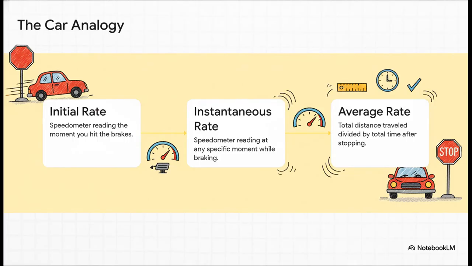up. A fantastic way to think about this is to imagine you're in a car approaching a stop sign. The initial rate, that's like your speed on the speedometer the exact moment you slam on the brakes. The instantaneous rate is your speed if you just glance down at the speedometer at any random point while you're slowing down. And the average rate? Well, that's what you'd figure out after you've completely stopped, by dividing the total distance you traveled by the total time it took you to stop.